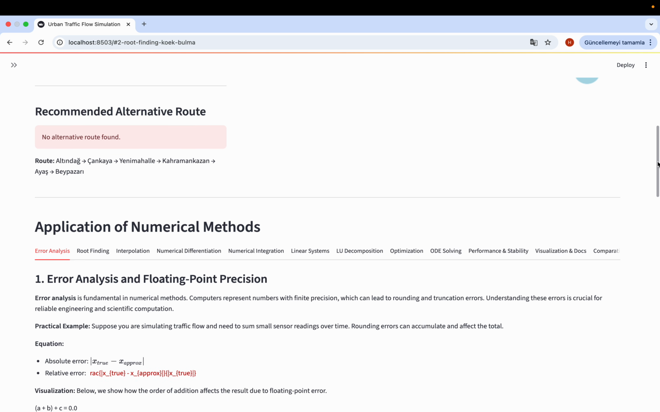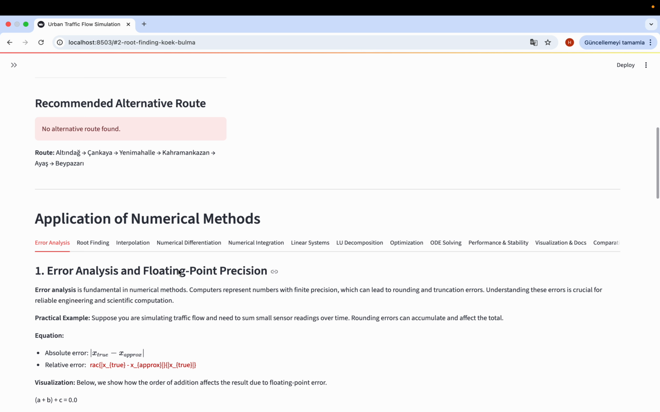Let's begin with error analysis and floating point precision. Error analysis is fundamental in numerical methods. Computers represent numbers with finite precision, which can lead to rounding and truncation errors. Understanding these errors is critical for reliable engineering and scientific computation. Practical example: suppose you are simulating traffic flow and need to sum small sensor readings over time, and rounding errors can accumulate and affect the total.